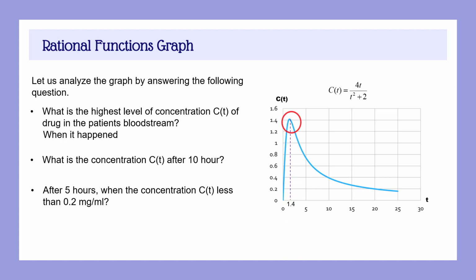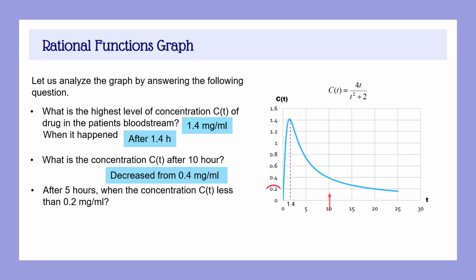So, what is the highest level of concentration? This will be the highest level, 1.4 mg per milliliter. When did it happen? We can see in here, the time at the concentration of 1.4 is 1.4 hours as well. What is the concentration C(t) after 10 hours? Please take a look here that when t = 10, we have the concentration starting from 0.4 and it will be decreasing to a certain value.